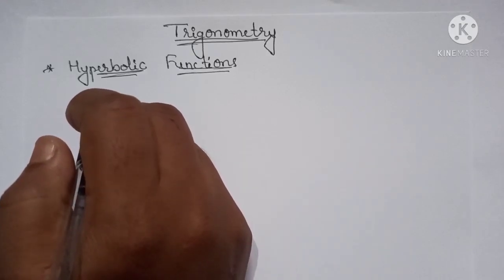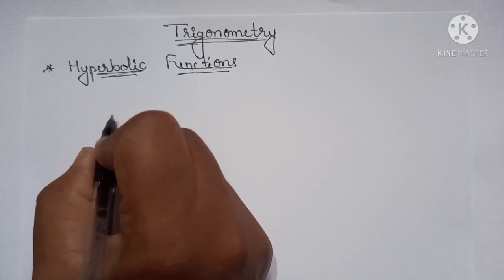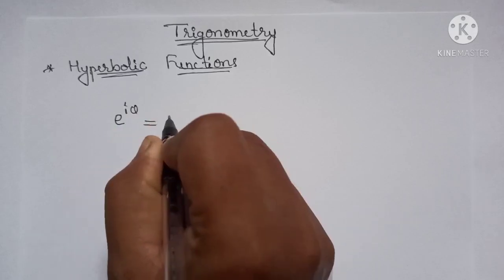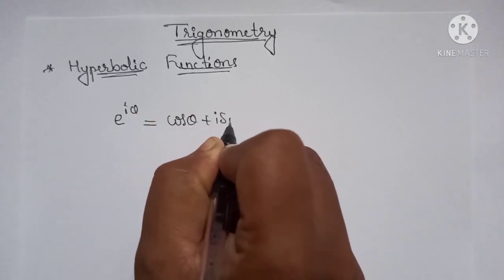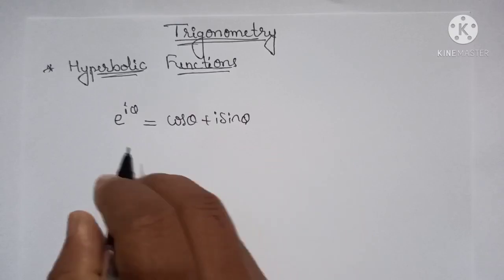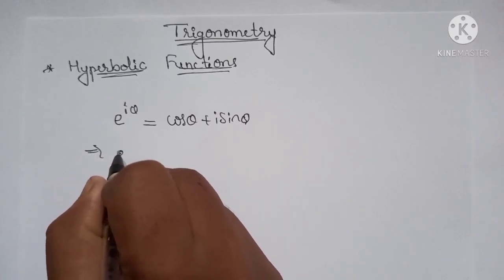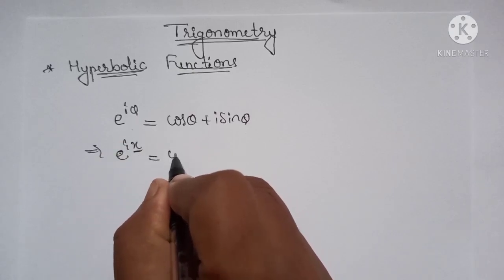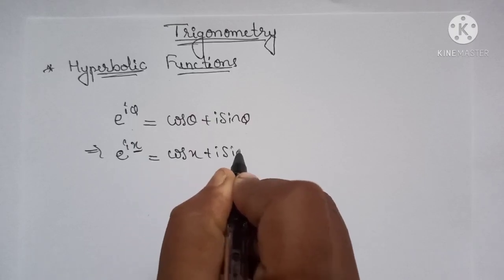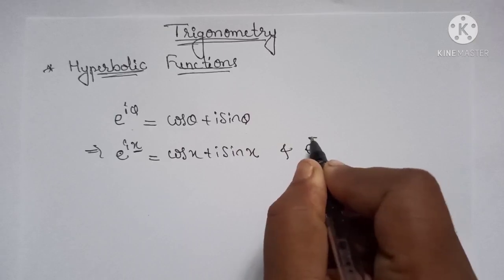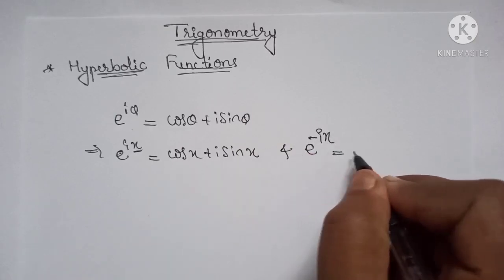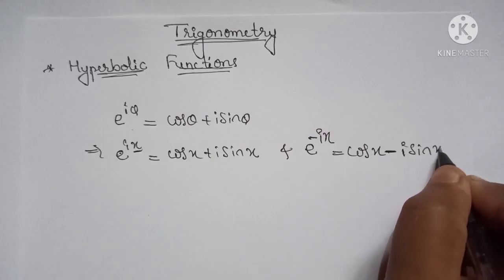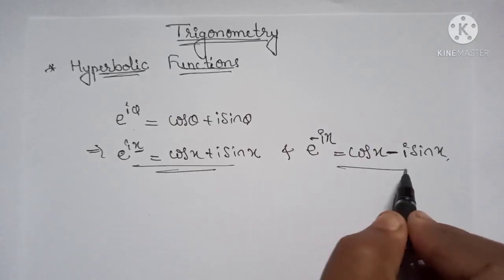First, let us consider the Euler form of the complex number. We know that the Euler form of a complex number is e raised to i theta, which can be written as cos theta plus i sin theta. Or, replacing theta by x, e raised to ix can be written as cos x plus i sin x, and e raised to minus ix, the conjugate of this one, can be written as cos x minus i sin x. This is the known thing. So this is the Euler form of a complex number.